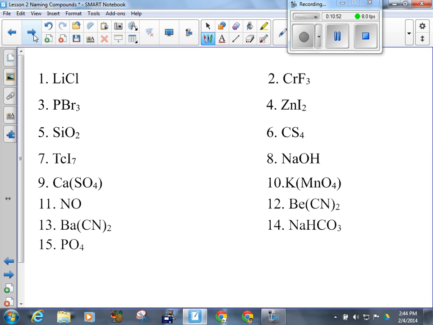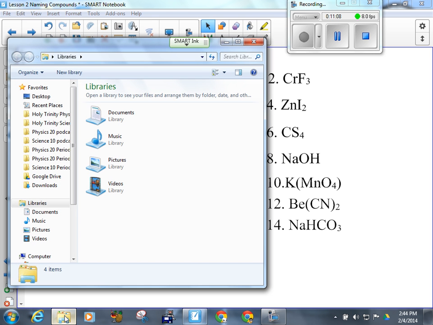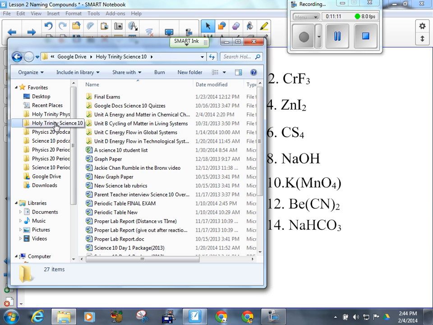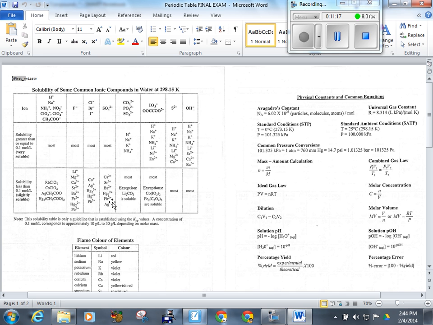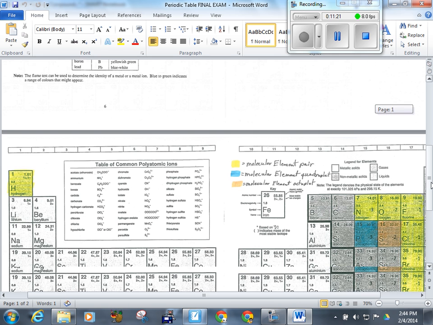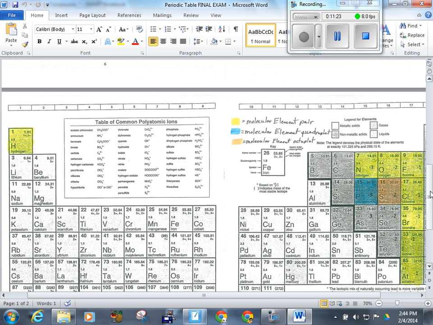Now, one thing we haven't gone over yet, and we do need to go over before you do these, is how to do ionic compounds that have in them what we call polyatomic or complex ions. If you look on the top of your periodic table, your periodic table looks something like this. The table of polyatomic ions is this rectangle up here at the top.